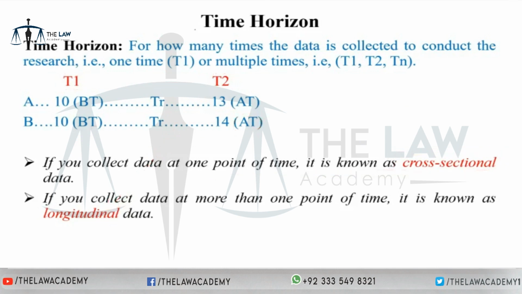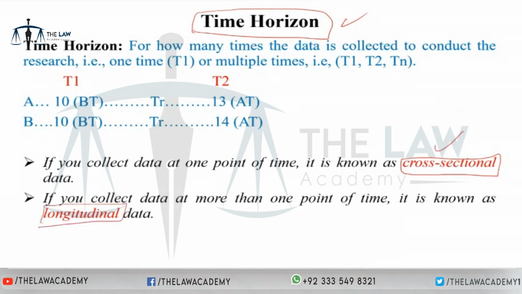You also have to tell your reader what kind of data you're using in terms of time horizon. Most of you are using cross-sectional research because you're only collecting data at one point in time. But some researchers these days are also using longitudinal data. They take data at T1 about one variable, and then they take other data at T2 for the second variable.